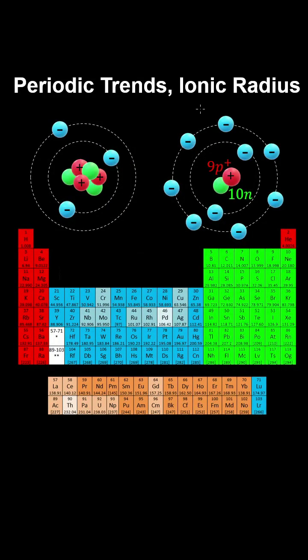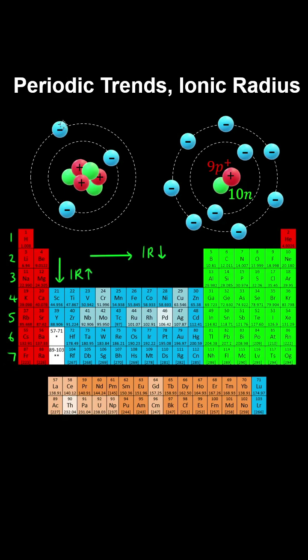The periodic trend for ionic radius is similar to that of the atomic radius. So moving from left to right, the ionic radius is going to decrease because protons will be added to the nucleus of the ion, and the valence electrons will be added to the same shell. And as we move down the periodic table towards increasing energy levels, we're going to be adding shells to an ion.